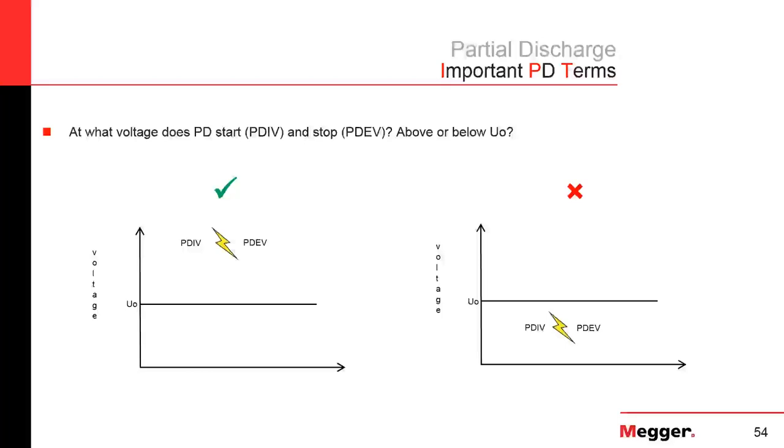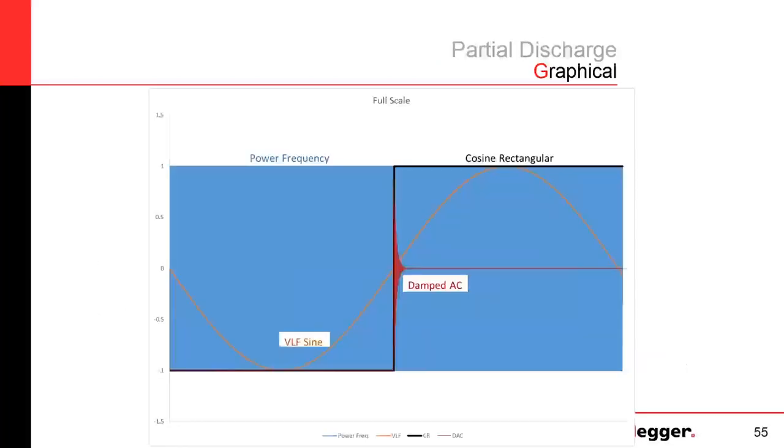A little bit of a visual representation of what I was talking about with the partial discharge inception and extinction voltage. If they're well above operating voltage, this is okay because we don't see PD there under normal conditions. But if they're well below operating voltage or even at operating voltage, much more concerning because that cable is going to have PD at all times.